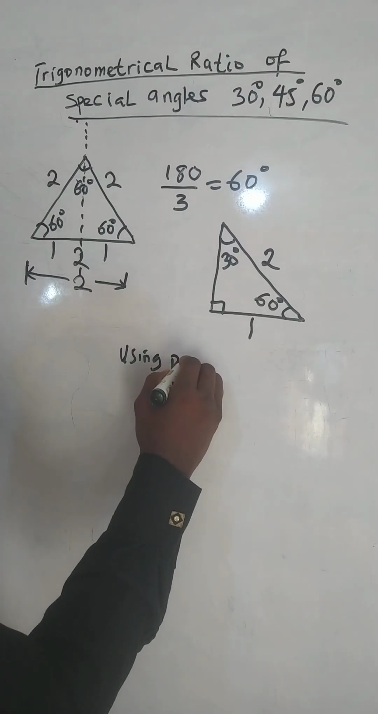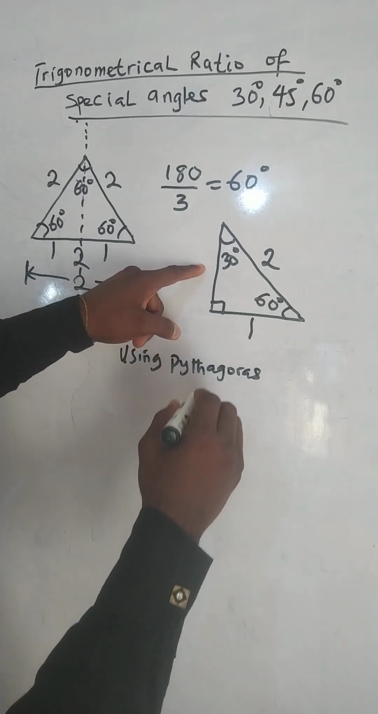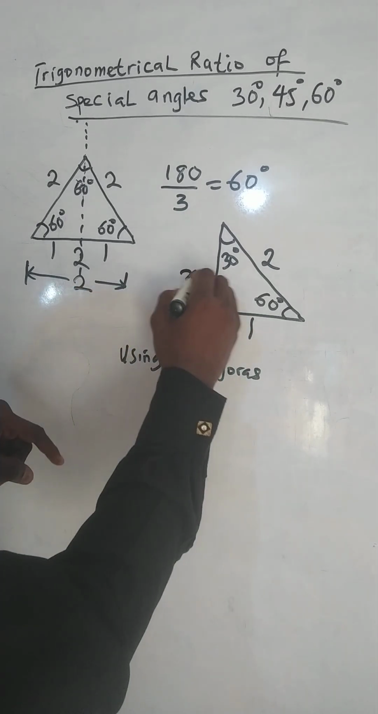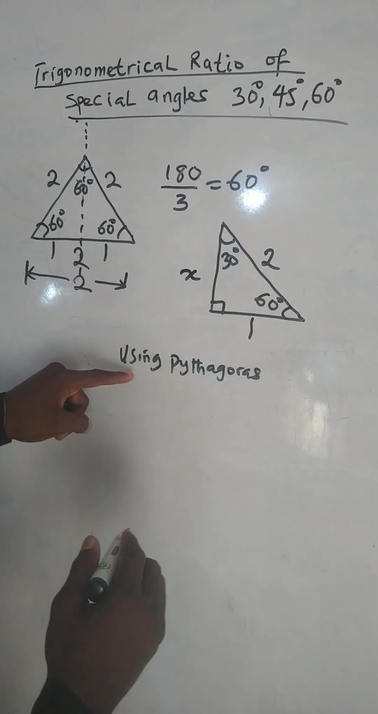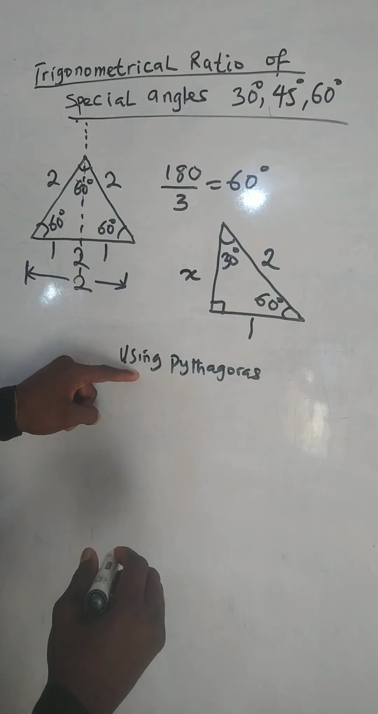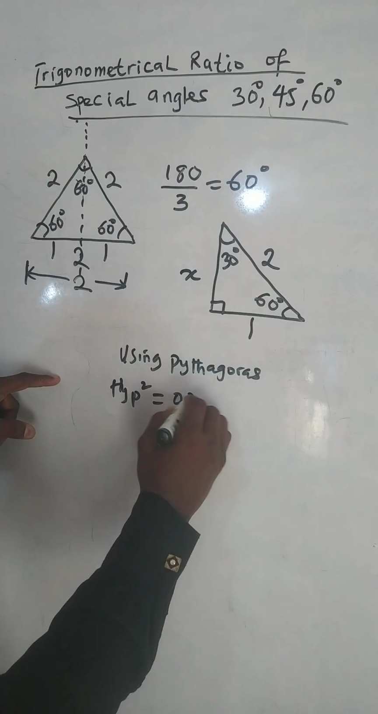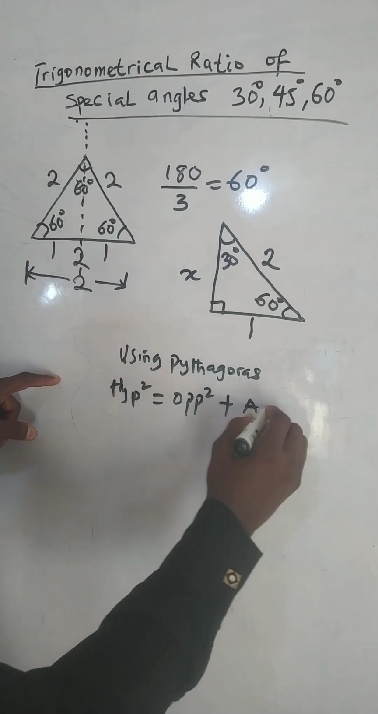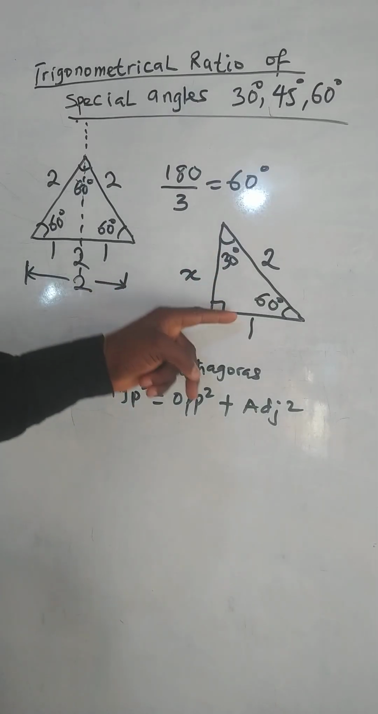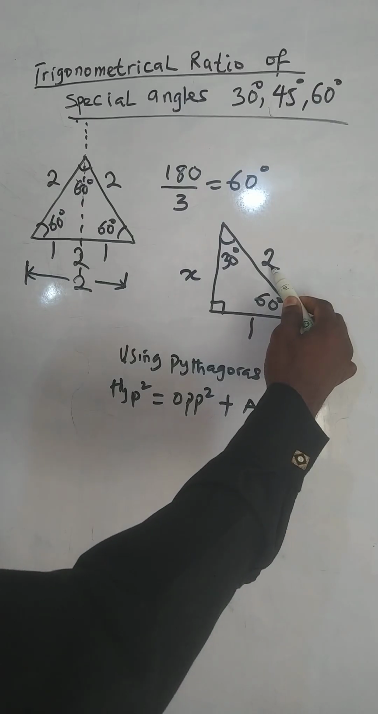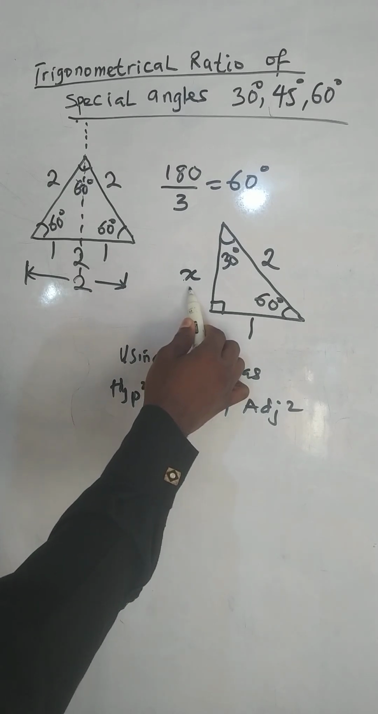Using Pythagoras, let's label this side as x cm. x is unknown. Then how can we get our x? We use Pythagoras theorem. And Pythagoras theorem says hypotenuse squared equals opposite squared plus adjacent squared. Then, which side is our hypotenuse in this right angle triangle? This is the hypotenuse. And if we are using this as opposite, then this will be our adjacent.